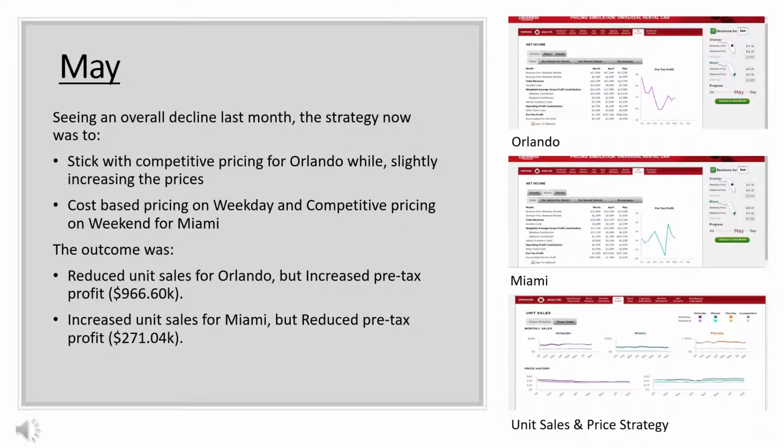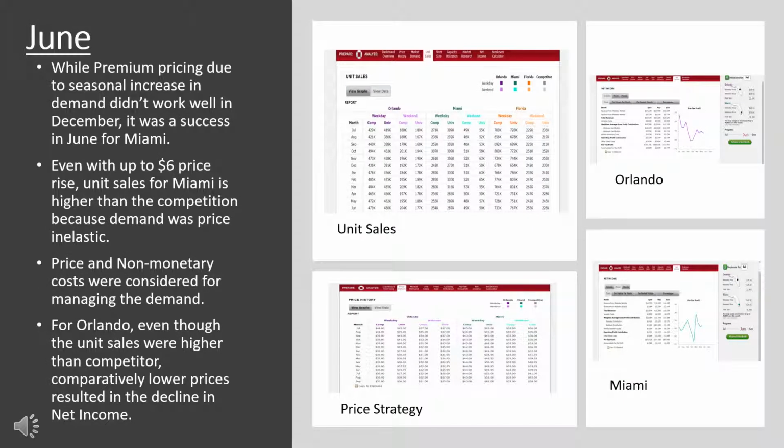Seeing an overall decline in April, the strategy now was to stick with competitive pricing for Orlando while slightly increasing the prices, and cost-based pricing on weekday and competitive-based pricing on weekend for Miami. The outcome was reduced unit sales for Orlando but increased pre-tax profit, and increased unit sales for Miami but reduced pre-tax profit. June.